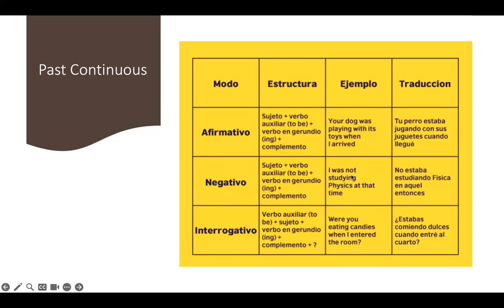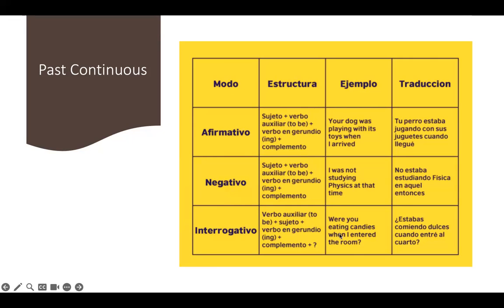I was not studying physics at that time. No estaba estudiando física en aquel entonces. Y tenemos también la manera interrogativa. Tenemos el verbo auxiliar al inicio, el verbo to be, ya sea was or were, más el sujeto, más el verbo en gerundio, o sea, el ing, y el complemento. Y nunca se olviden del question mark cuando hablamos de interrogativos. Y acá tenemos el ejemplo.